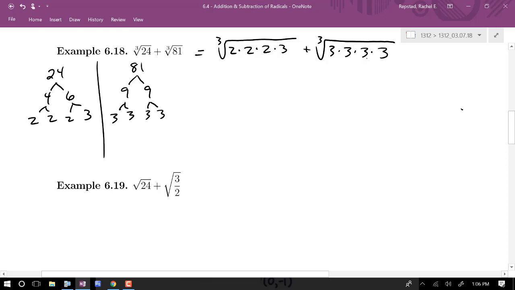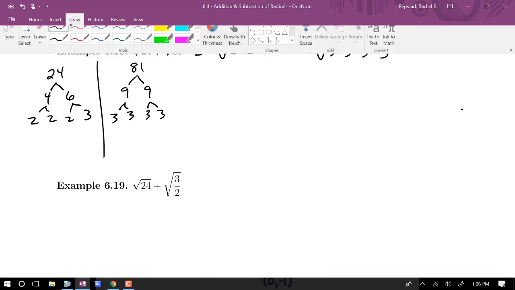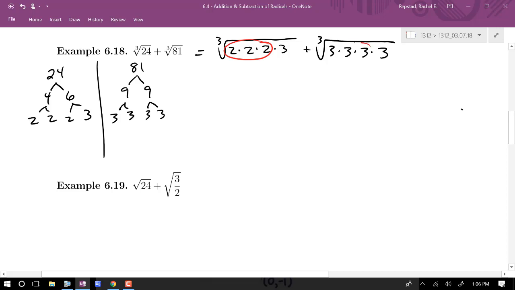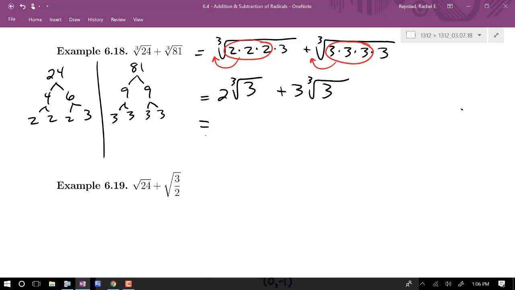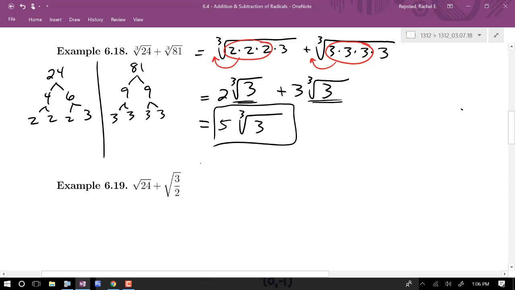This is a cube root, so now I'm looking for groups of 3 of the same factor in order to bring one out. I can bring out a 2 from the first radical, and I can bring out a 3 from the second radical. And what luck? It just so happens that I've got 2 of the same radical that we're adding together. So I've got 2 cube roots of 3 plus 3 cube roots of 3. That gives me a total of 5 cube roots of 3.